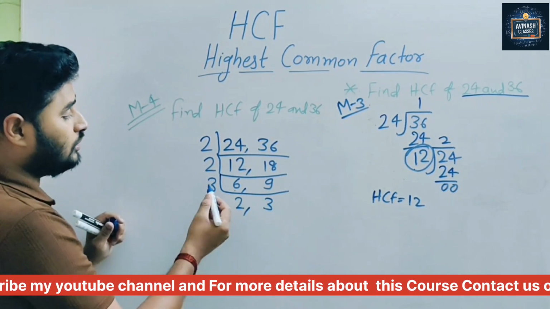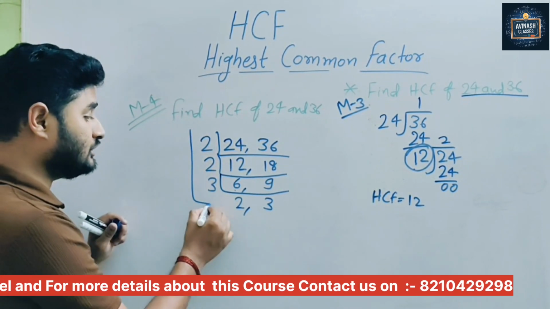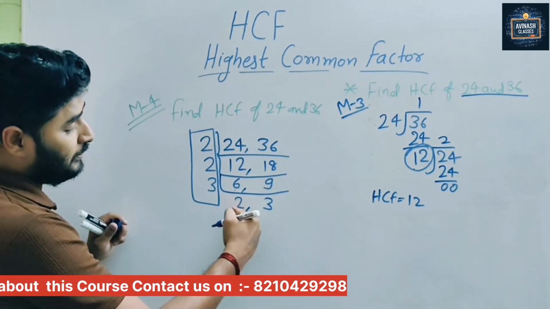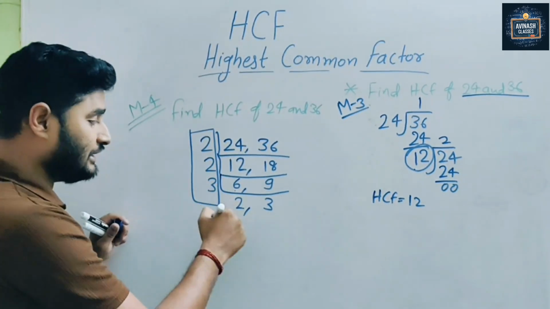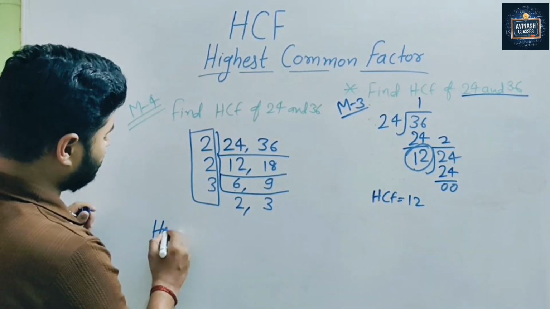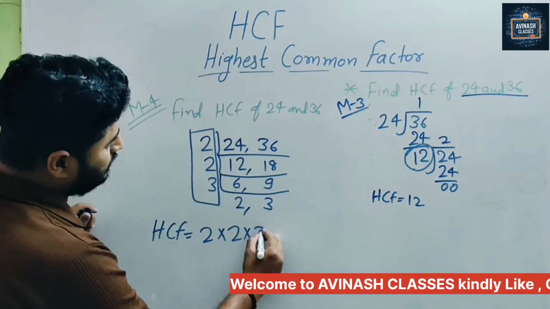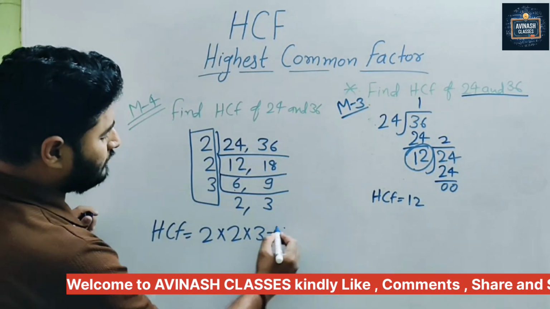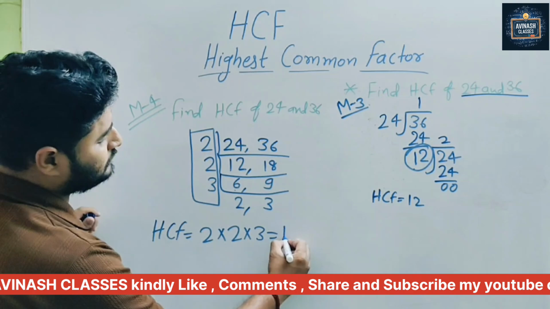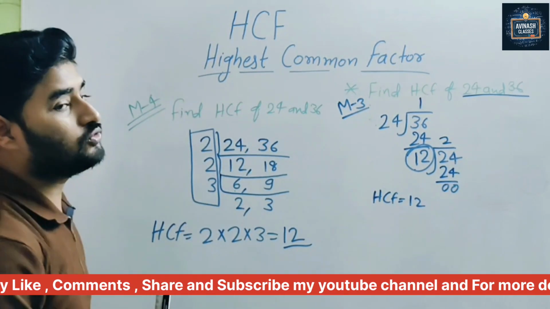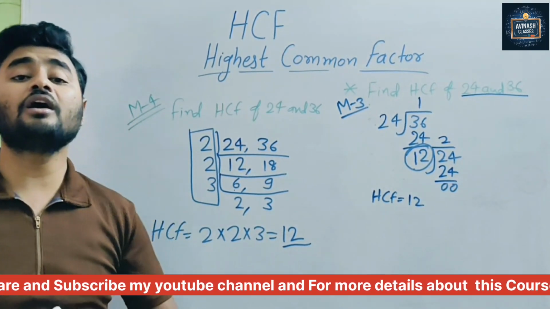Now it does not go. So HCF is only this part. When we learn LCM, we multiply this one also, but in HCF we write only this one. So HCF is equal to 2 into 2 into 3. So that becomes 2 times 2 is 4, 4 times 3 is 12. So in this way we learned the 4 methods.